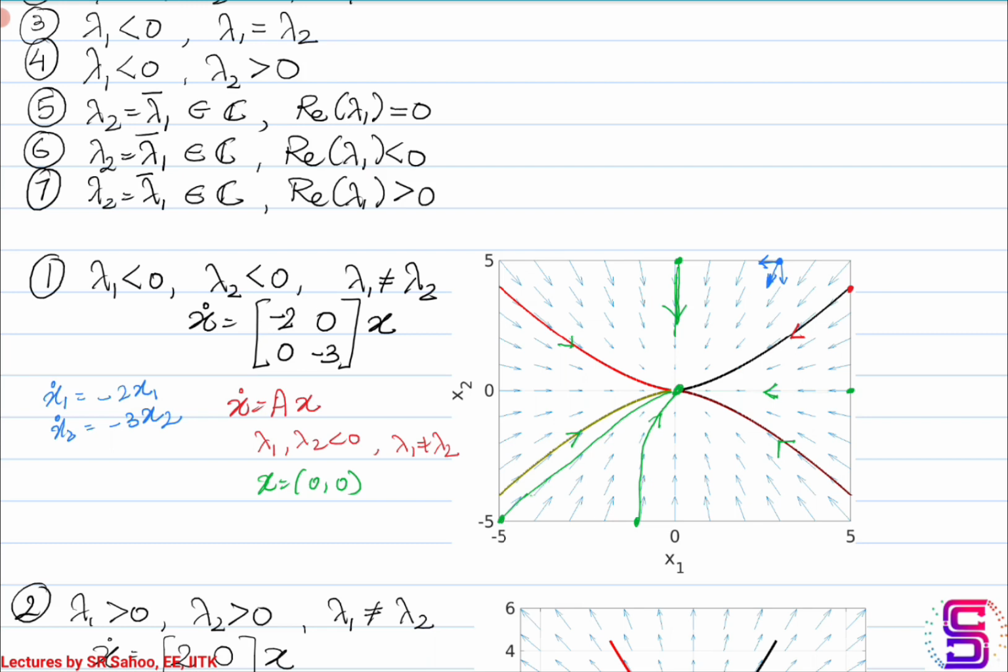But what you observe in this particular case is that at any point you start, your trajectories are eventually going towards the origin. Okay, and also if you compute the eigenvalues, which are -2 and -3, the corresponding eigenvectors would be (1, 0) and (0, 1).